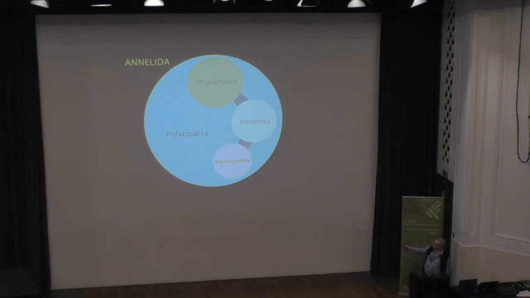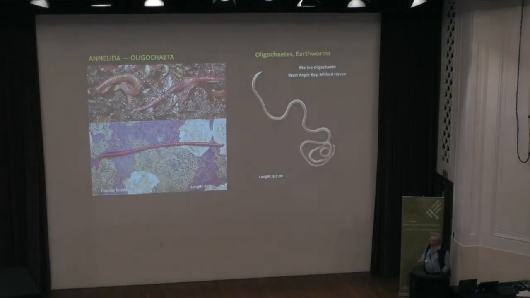But they're all annelids, and the name polychaetes explains what they are. They're not just marine, but they're segmented worms with bristles, and they've got lots of bristles, hence the poly. The earthworms, oligochaetes, have very few bristles, and that's why they're called oligochaetes. So, everybody knows about earthworms.